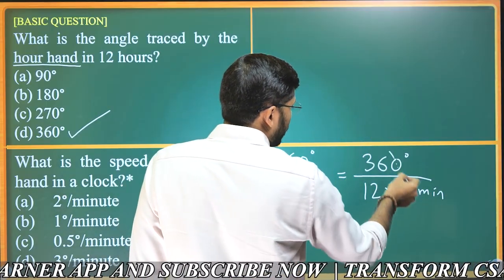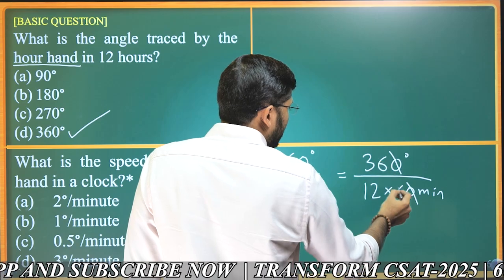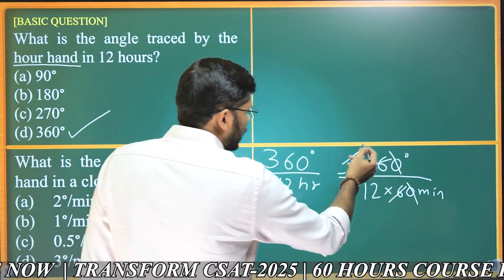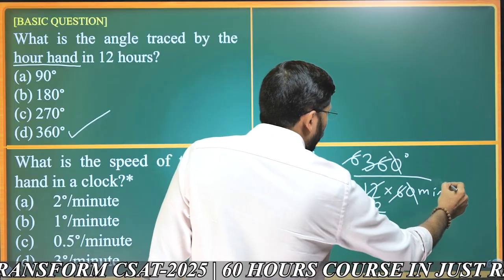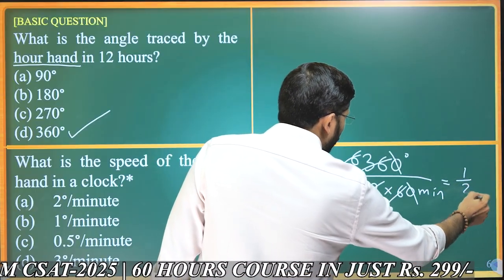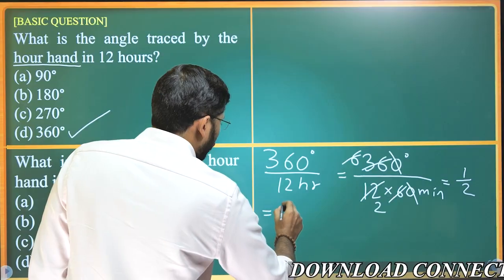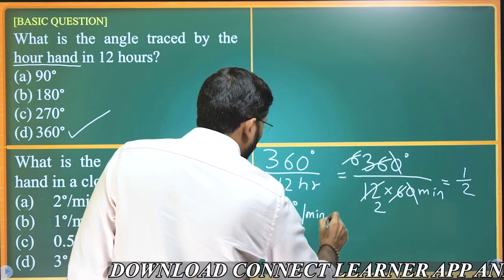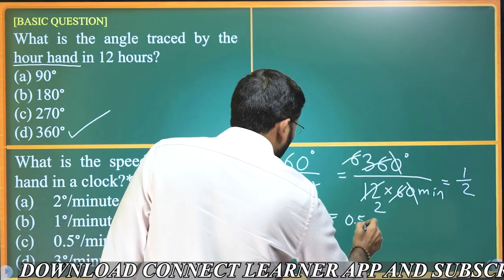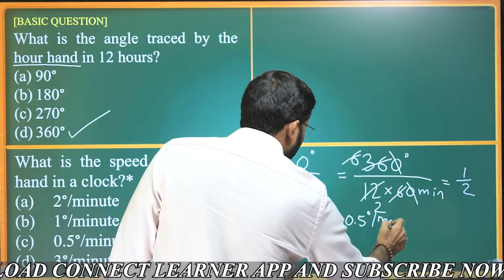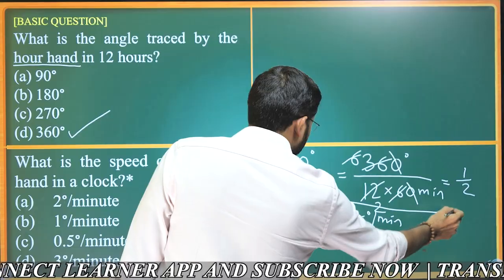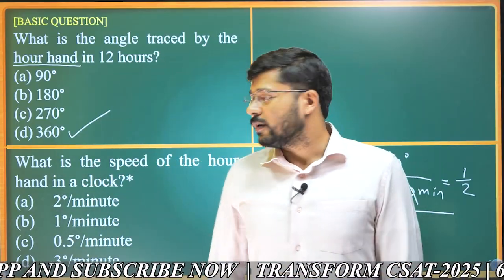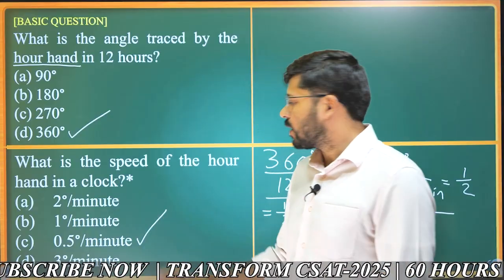Let us just simplify. 0, 0 cancel. And 6 divides 36, 6 6s are 36. And 6 divides 12, 6 1s are 6 and 6 2s are 12. So we have 1 by 2. So the speed of the hour hand is half degree per minute. What is the decimal value of half? It is 0.5 degree per minute. So what is the speed of an hour hand in a clock? It is 0.5 degree per minute.